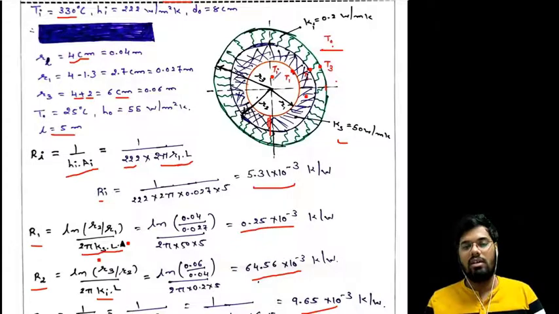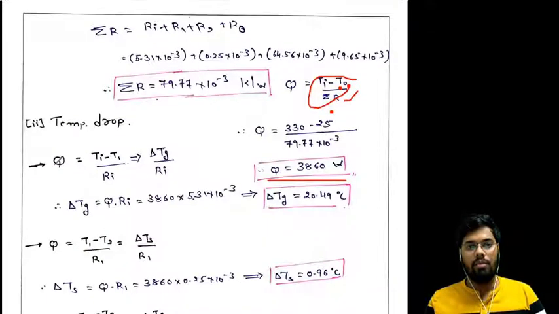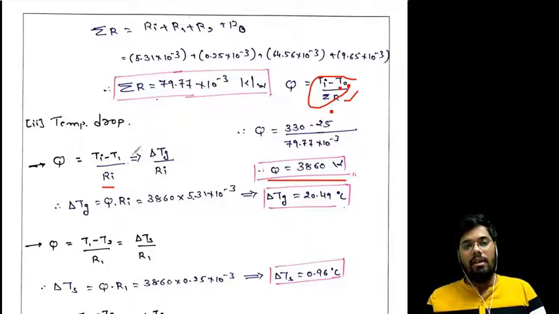Now to find the temperature drop between Ti and T1, the hot gases and the inner surface of our steel tube, we need to take only the resistance between Ti and T1, which would be the convective resistance Ri. So Q is equal to Ti minus T1 upon only Ri. This Ti minus T1 is the temperature drop between the gas and the inner surface, so let's denote it as delta Tg. So Q into Ri, we know the values of Q and Ri, so we can find the temperature drop between the gas and the inner surface, which would be 20.49 degrees Celsius.